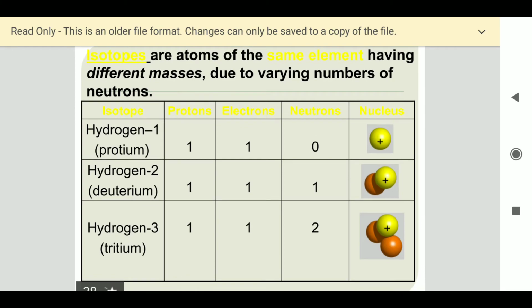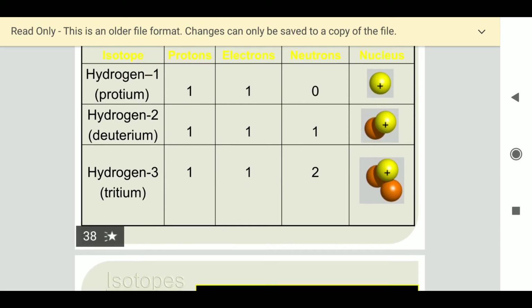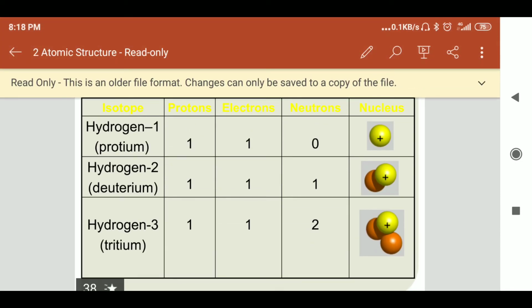So different isotopes are the atoms of the same element having different masses due to varying numbers of neutrons. Here you can see hydrogen. The example given is hydrogen, which has atomic number 1, but they have different numbers of neutrons, so the total atomic mass will be different for these three. हाइड्रोजन के हमारे 3 आइसोटोप्स जो हम लोगों को पता है, H1, H2 and H3, and their atomic masses are different because they have different numbers of neutrons.